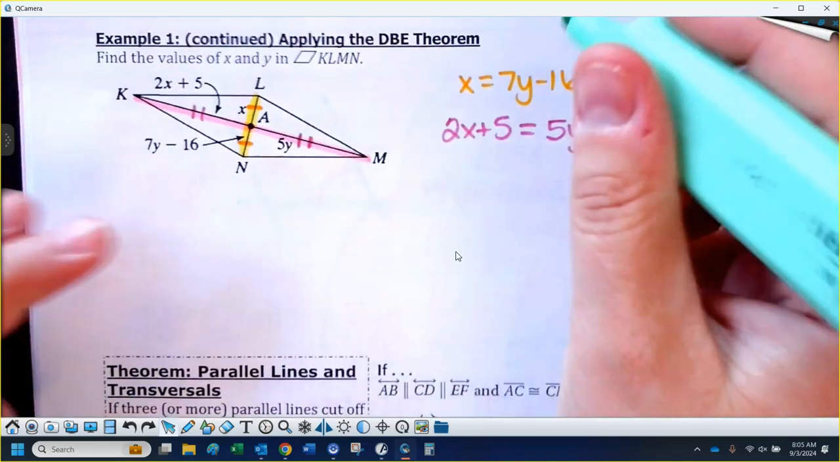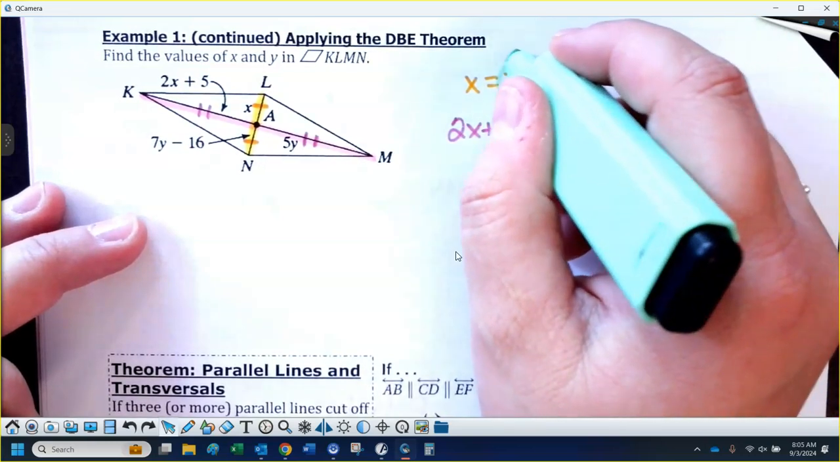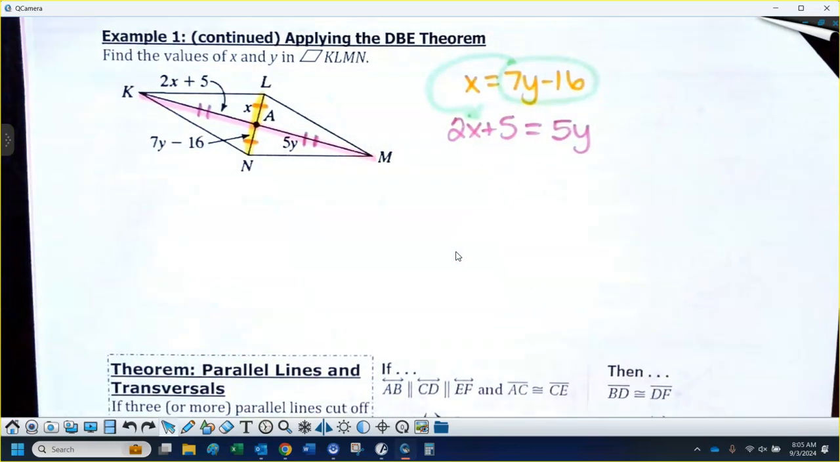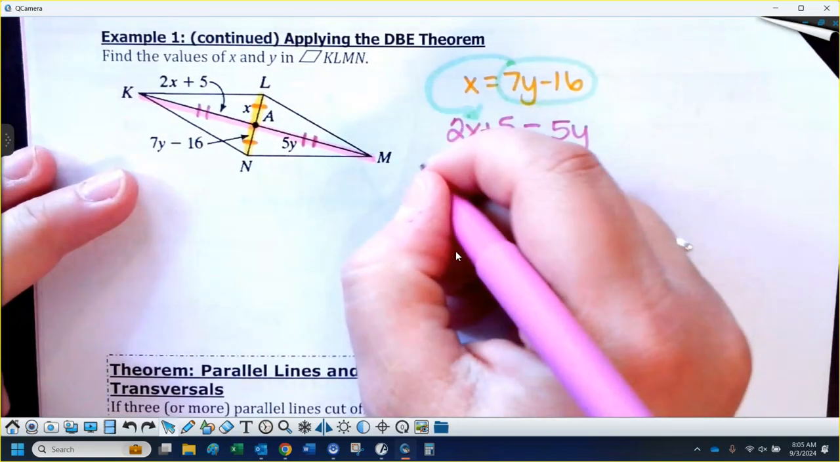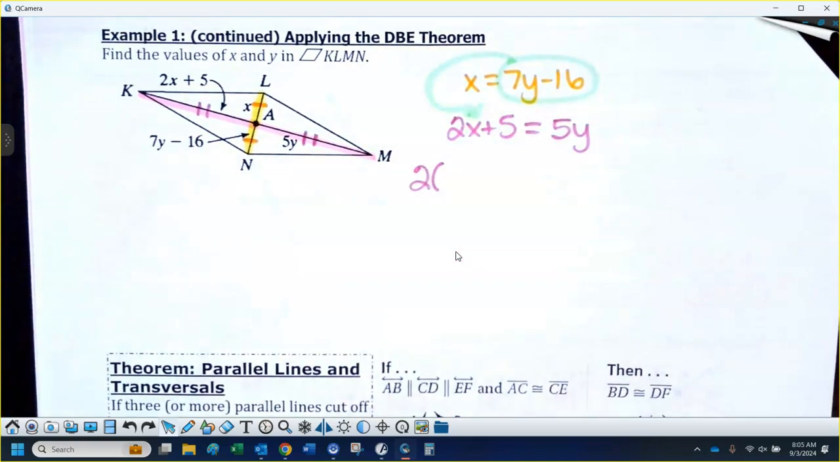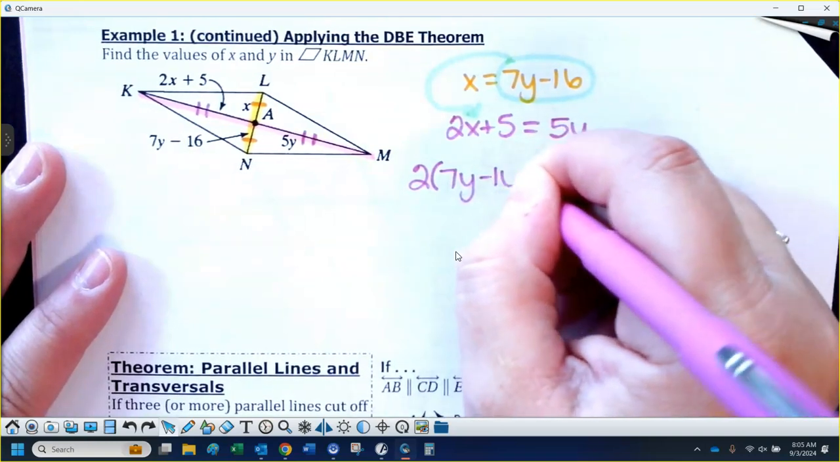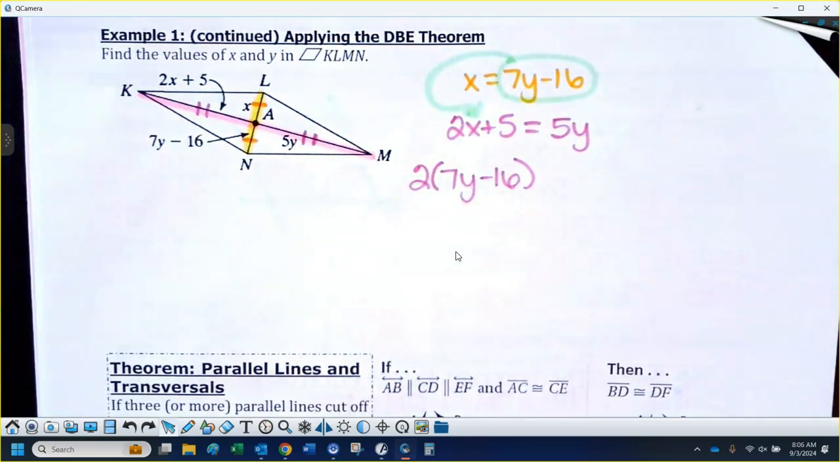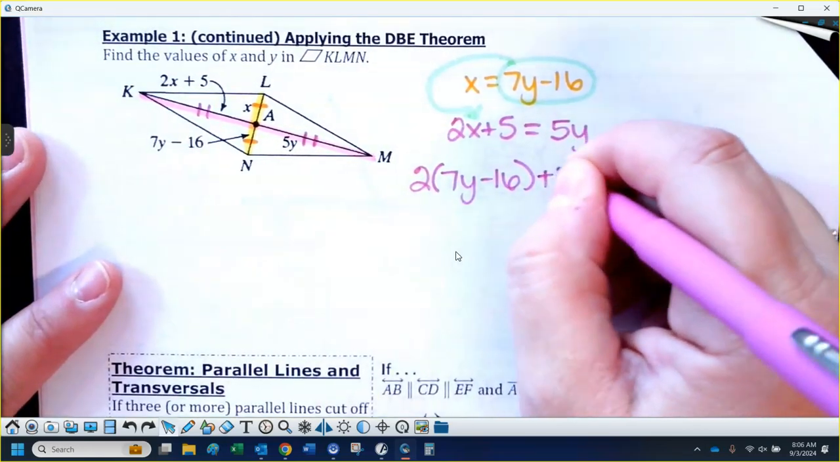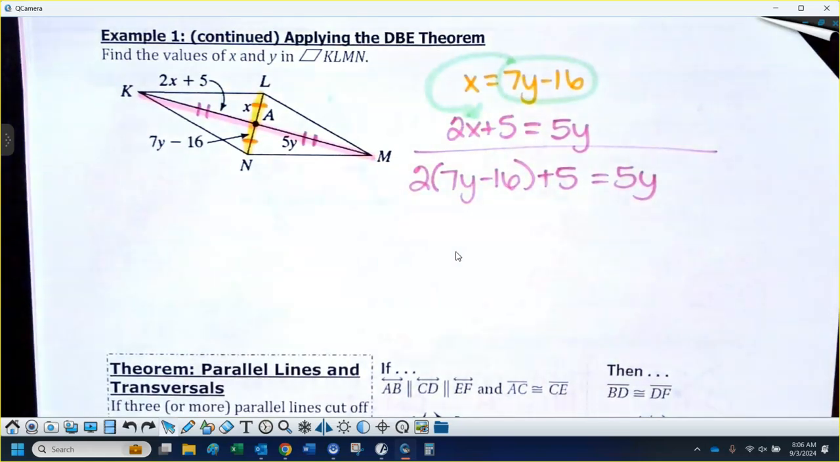Perfect, perfect. You have x by itself. We're just going to use a little substitution. So you're just going to take this, and everywhere you see an x, you're going to replace it with that expression. All right, so I'm going to put 2. Now, this is really important. If you got two pieces, like this 7y minus 16, there's two terms there. You want to put parentheses, because if I have 2 times x, I have to do 2 times that whole thing. I usually use parentheses anyway, and then don't forget the plus 5 equals 5y. Now we have one equation that only has the letter y.